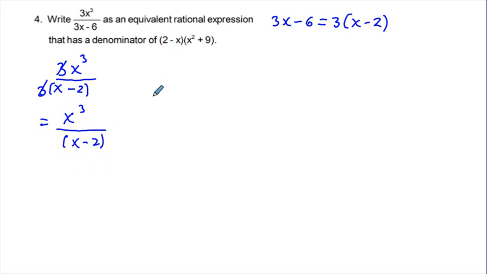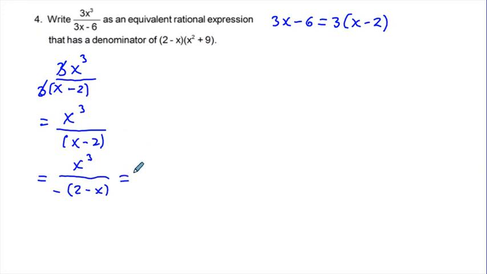So what I have to do for that, I can get 2 minus x here if I factor out a negative sign from this x minus 2. So if I factor out a negative sign, I get x cubed over negative. Now I can write this as 2 minus x. Can you see if we redistribute the negative sign, we're going to get x minus 2 up here?